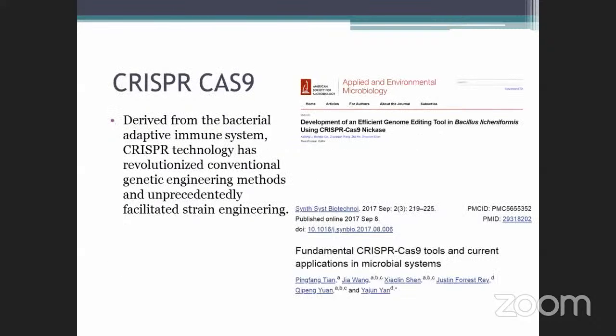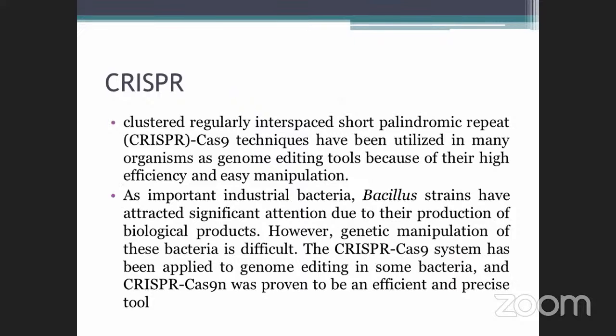So actually, genome shuffling is one concept, and that concept is generally executed by one method known as CRISPR-Cas9 technology. What is CRISPR-Cas9 technology? That is clustered regularly interspaced short palindromic repeats, which are naturally found in bacteria. So that is known as the CRISPR-Cas9 technique, used in many organisms as a genome editing tool because of its high efficiency and easy manipulation of the genome.